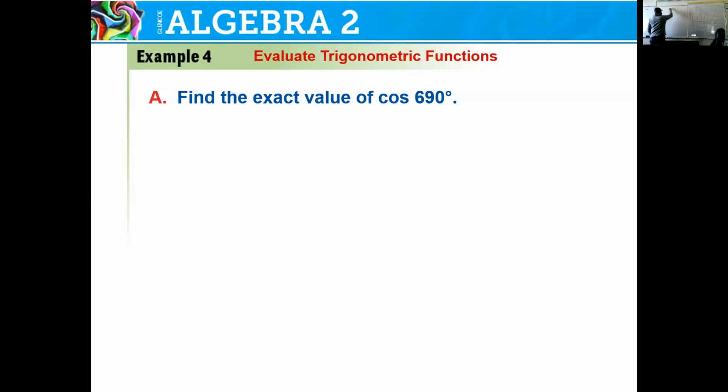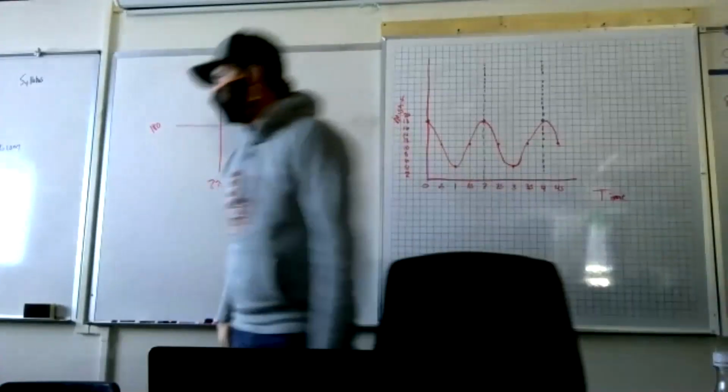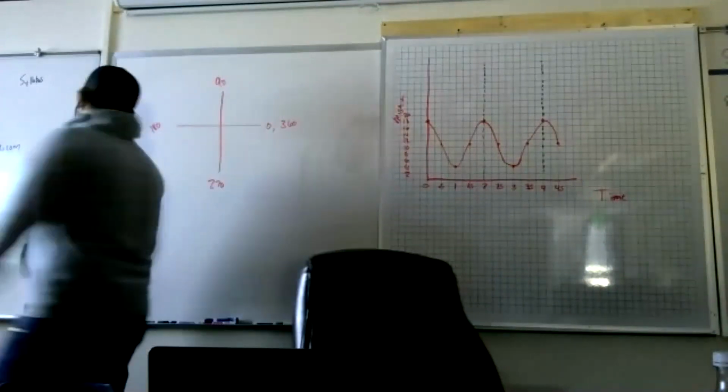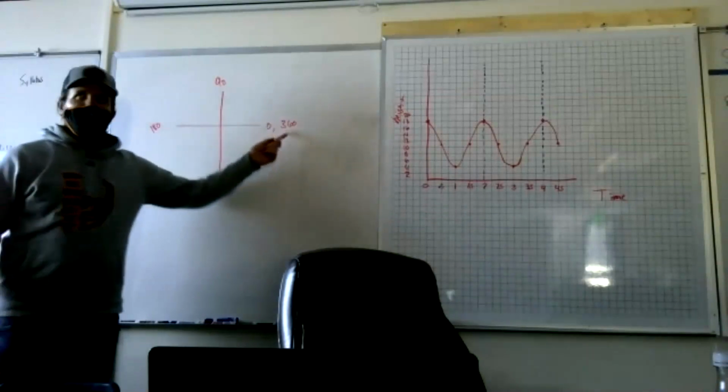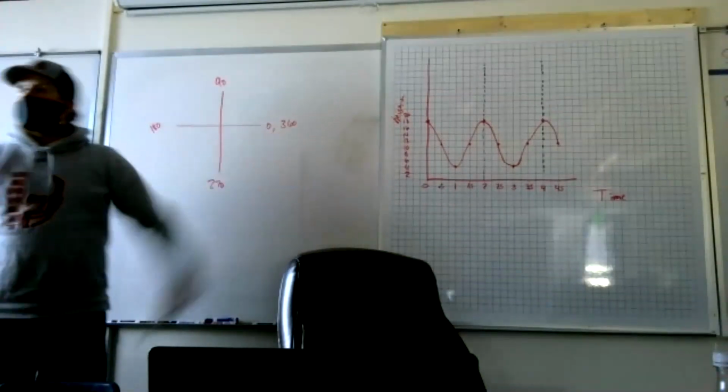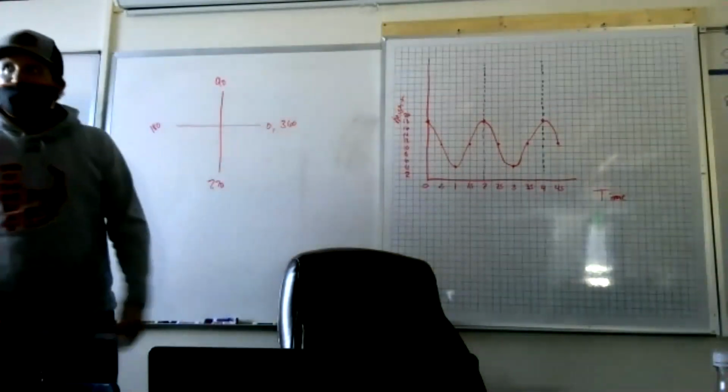Okay, so this is 90, this is 180, this is 270, this is 0 or 360. Okay, and I rotate 690 degrees. So riddle me this. How many degrees of rotation does it take for me to make a full rotation? 360, right? So 690 is greater than 360.